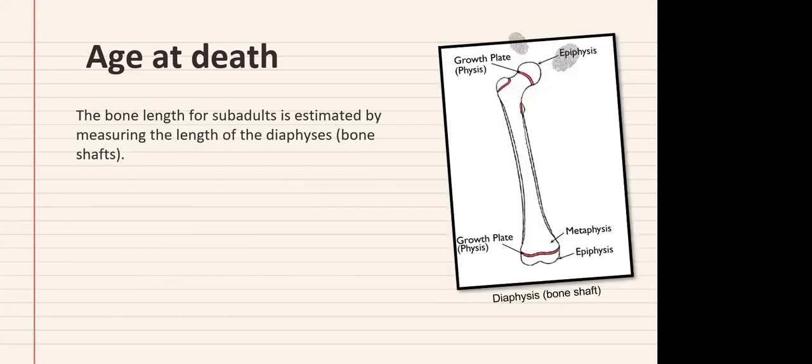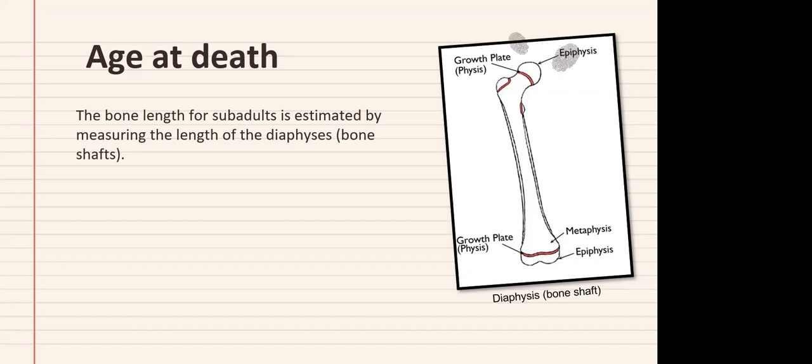So what if no teeth are available? Age can also be estimated by looking at the length and the stage of the bone fusion. The bone length for sub-adults is estimated by measuring the length of the diaphysis or the bone shaft. Diaphysis is a long shaft of bone which runs between the epiphyses or the ends of the bones.